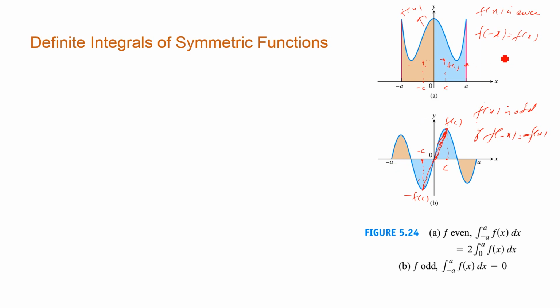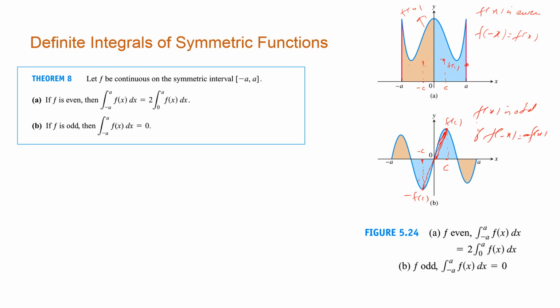So if we have an even function or if we have an odd function, then we have a result for definite integrals, and this is the theorem. For an even function, if we evaluate an even function in the closed interval minus a to a, then this is equal to 2 times the integral from 0 to a of f(x) dx.